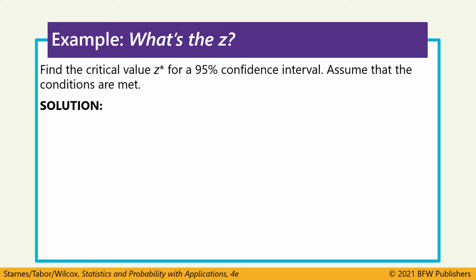Like I just said, the 68, 95, 99.7 rule are estimates. They're used for quick calculations. We're going to be a little more precise now that we're further into the course. So we're going to find the critical value, denoted by Z star, for a 95% confidence interval.